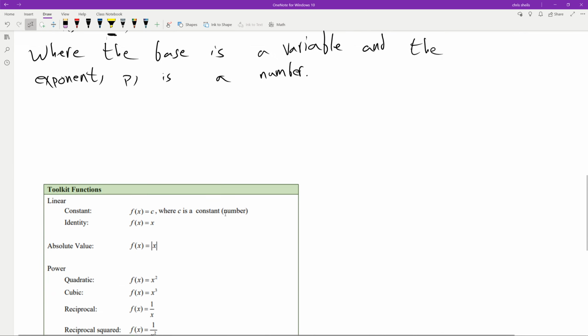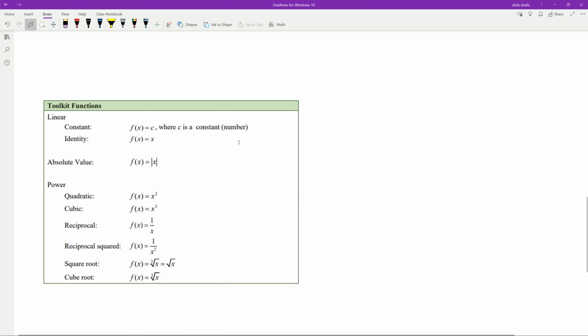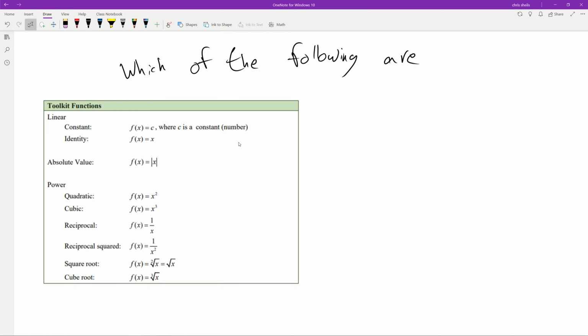So let's look at maybe some examples. Let's determine which of these toolkit functions are power functions. Out of these toolkit functions, which of the following are power functions?